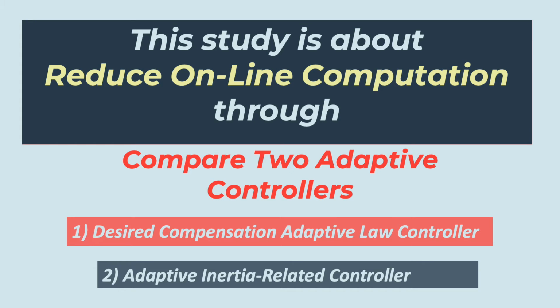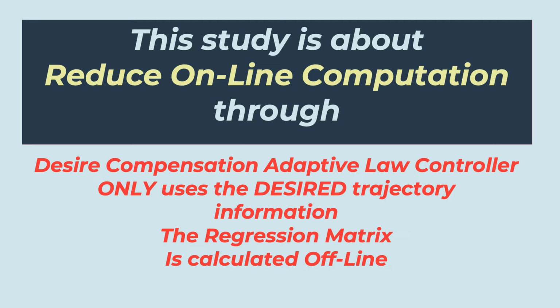In order to evaluate this technique, two controller algorithms are expected to be used: the desired compensation adaptive load controller and the adaptive inertia related controller. The desired compensation adaptive load controller only uses the desired trajectory information, which provides the position, velocity, and acceleration. The regression matrix is calculated in offline fashion.